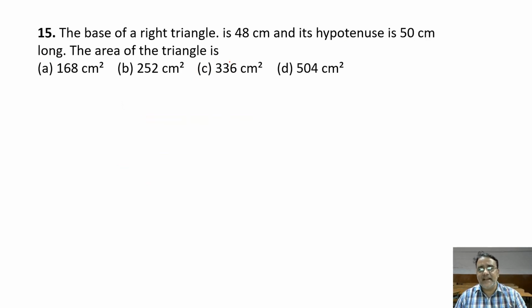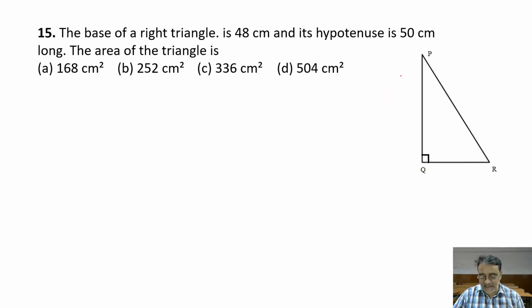The base of a right triangle is 48 centimeter and its hypotenuse is 50 centimeter. Find the area of the triangle. Look, I am showing a rough figure, see carefully. So this is the base and it is given 48 centimeter and this is 50 centimeter. We need to find the area of the triangle. So we will find this side, then the height will be known. So how will you find this side? Right, by Pythagoras theorem. So we made a rough figure.